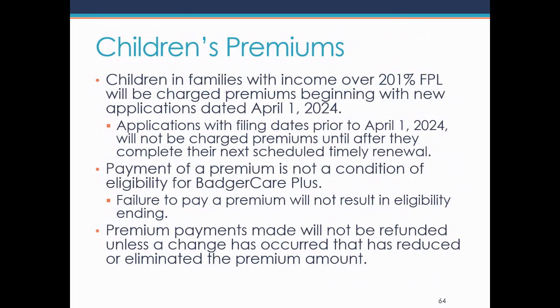Children and families with income over 201% of the FPL will be charged premiums beginning with new applications dated April 1st, 2024. Applications with filing dates prior to April 1st, 2024 will not be charged premiums until after they complete their next scheduled timely renewal.